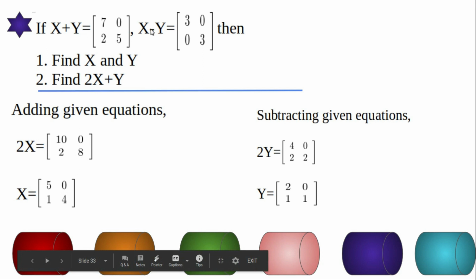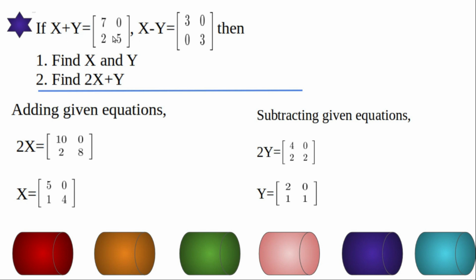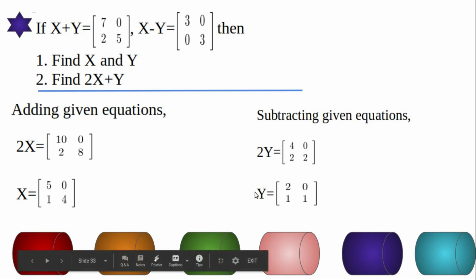Adding these two equations, we get x. Now subtracting these two equations, x plus y minus (x minus y), x minus x 0, y plus y, 2y. 7 minus 3, 4, 0 minus 0, 0, 2 minus 0, 2, 5 minus 3, 2. Subtracting these two, we get 2y equal to matrix 4, 0, 2, 2. So y equal to 2, 0, 1, 1.